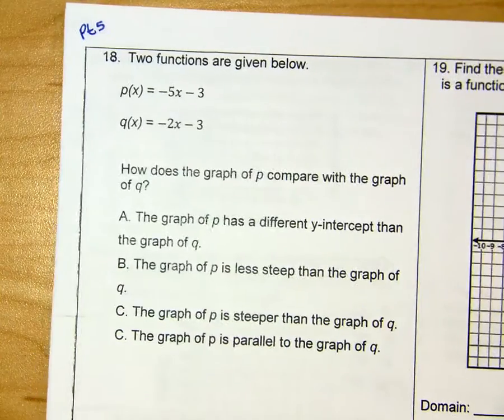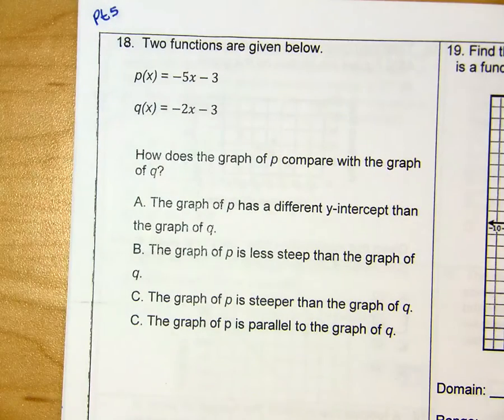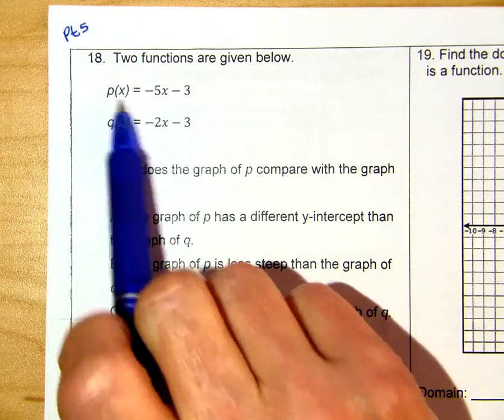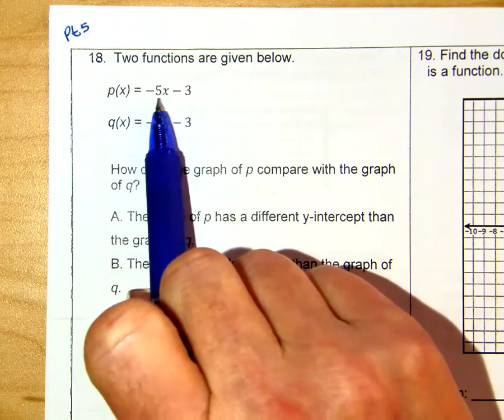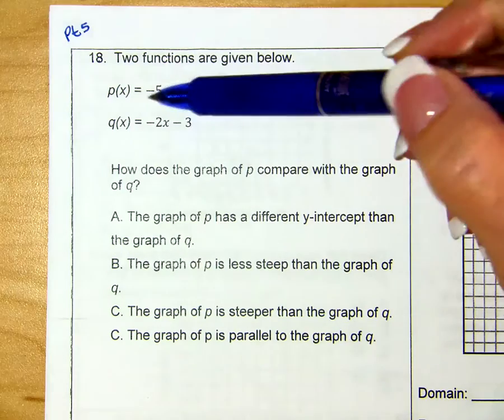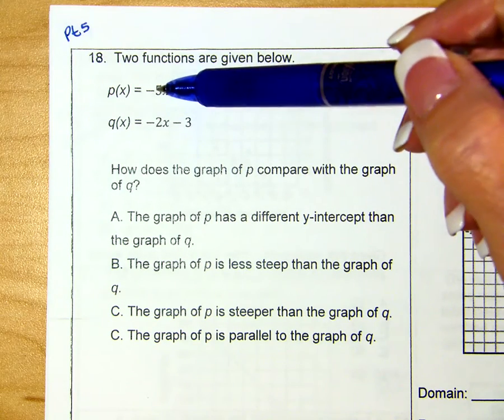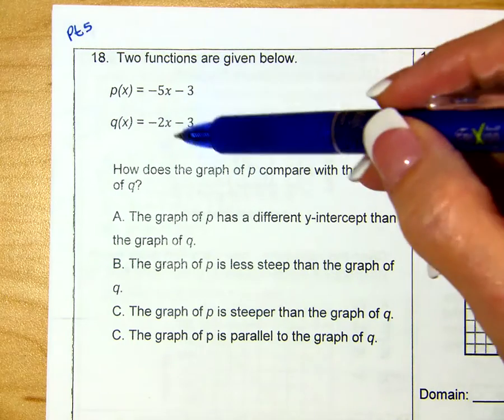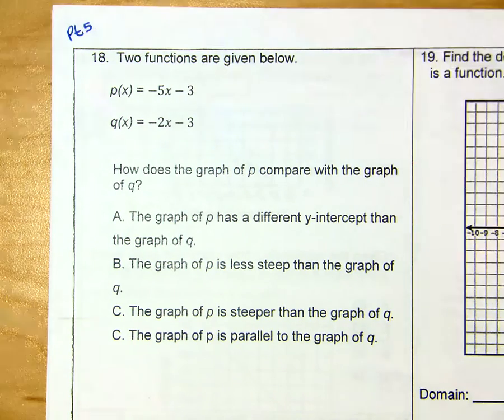So let's go to problem 18. It says two functions are given below. How does the graph of P compare with the graph of Q? So here's P, here's Q. We have a -5 slope and a -2 slope. If we ignore the negative sign, 5 is bigger than 2, so P is going to be steeper, and they share a common y-intercept. So let's see what our answer choices say.